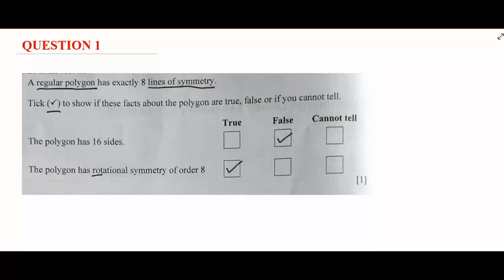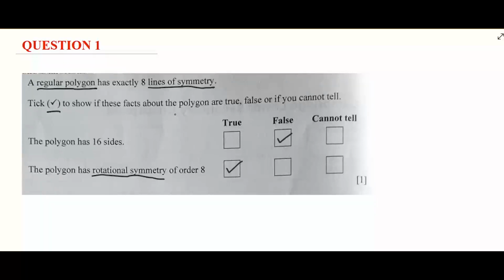What is rotational symmetry? Rotational symmetry is the ability of a shape to look like itself when turned from 0 degrees to 360 degrees. The number of times it looks like itself when turned from 0 degrees to 360 degrees is what we call the order of rotation.